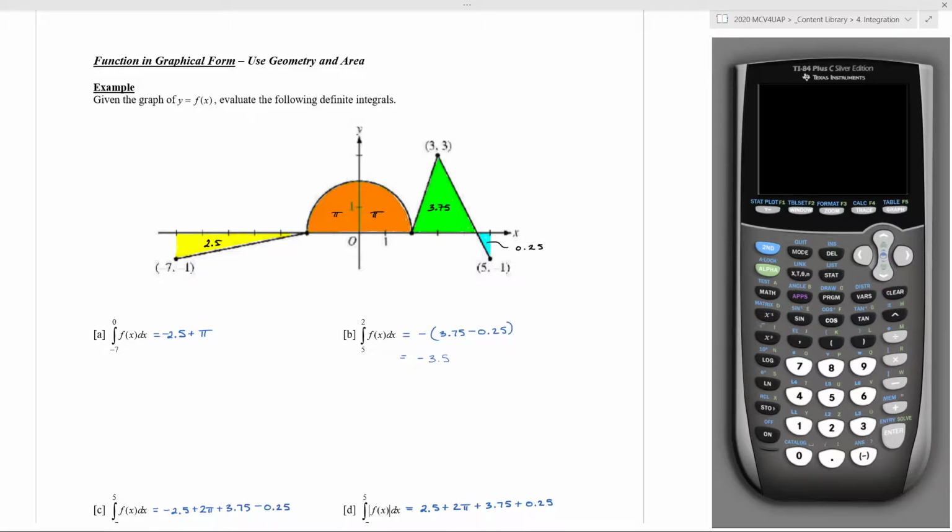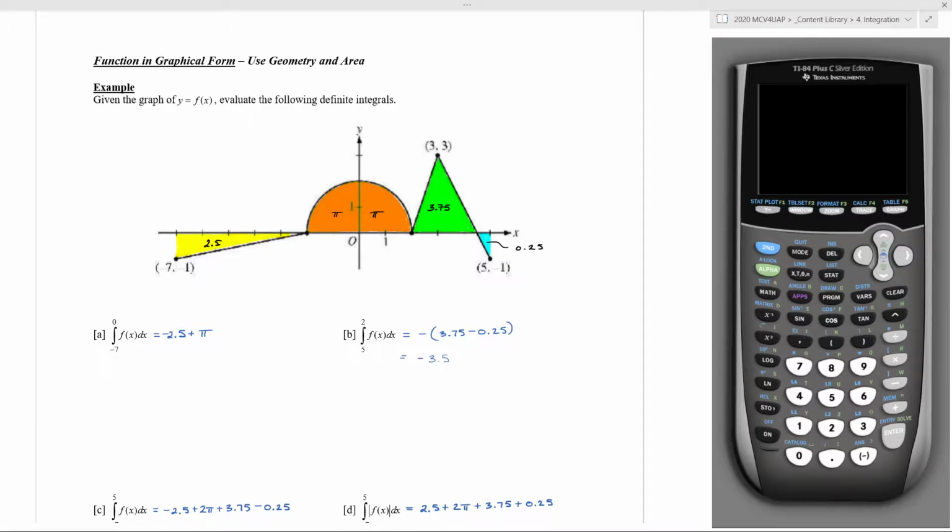So the integral from -7 to 0, keep in mind you're integrating there from left to right. So anything below is negative, anything above is positive, would be -2.5 plus pi.